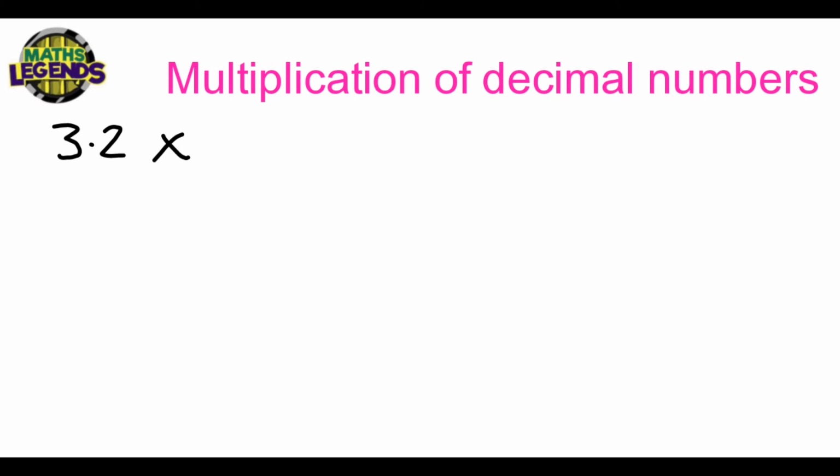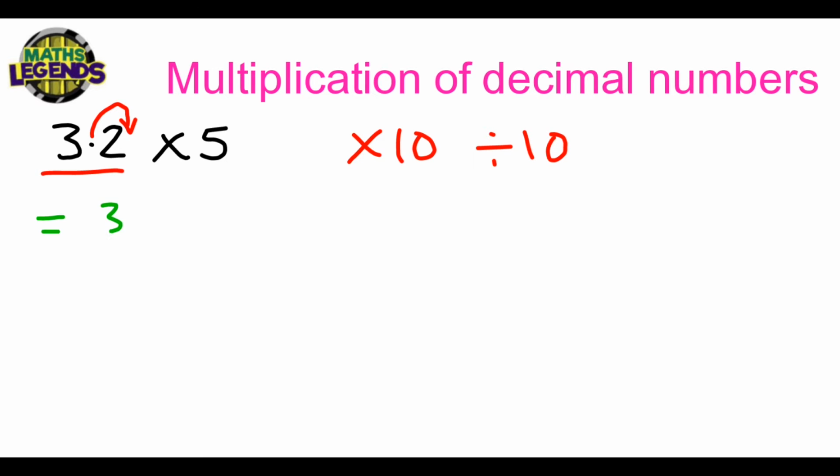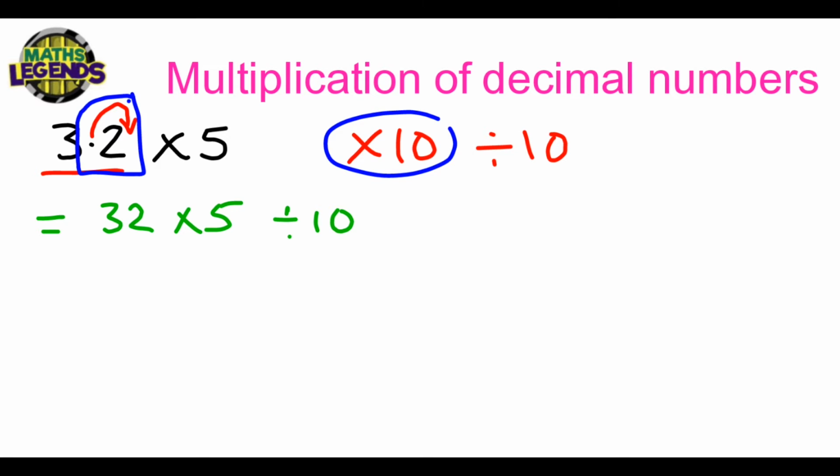3.2 times 5. So again, we want to make the 3.2 into a whole number, so we need to move that decimal point across 1, and we can do this by multiplying by 10, and if we multiply by 10 we must also divide by 10 to get it back to the original question. So the question becomes 32 times 5 divided by 10. Note, we didn't write this times 10 again because we've already moved the decimal point over here.